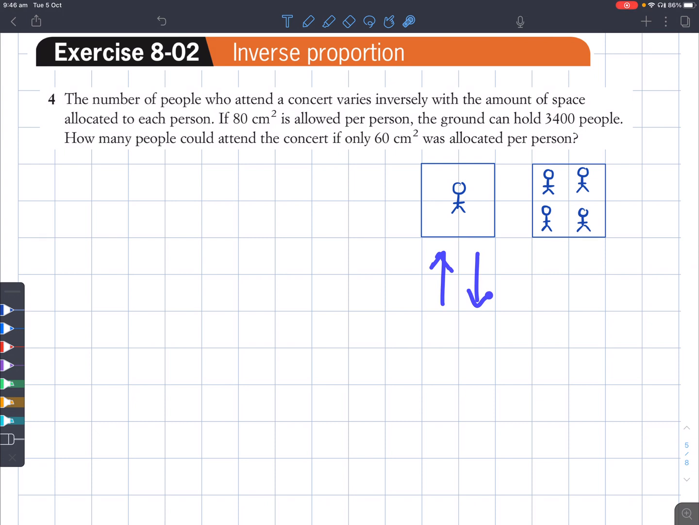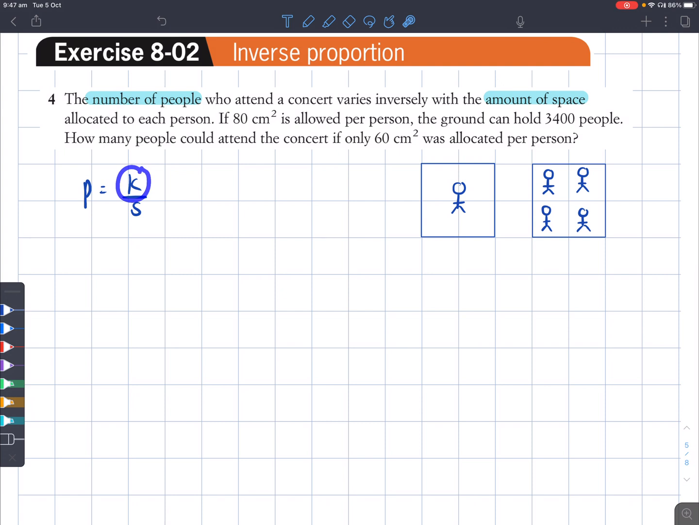As the amount of space per person goes down, in this second diagram, the number of people that is allowed in that big entire square is 4 people, which is going upwards. So it's inversely proportional. So we've got to actually make up 2 letters that represent those 2 things. It says the number of people that are allowed with the amount of space. So I'm just going to use P for people, S for space. So P would equal K over S, which is our inverse proportionality equation. And we've got to find out what K is first of all.